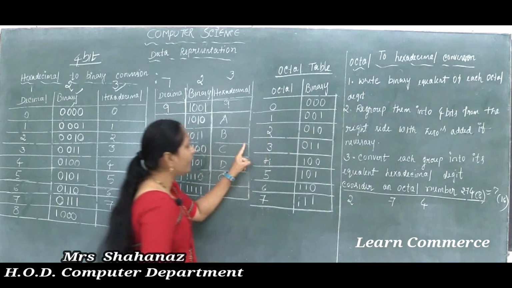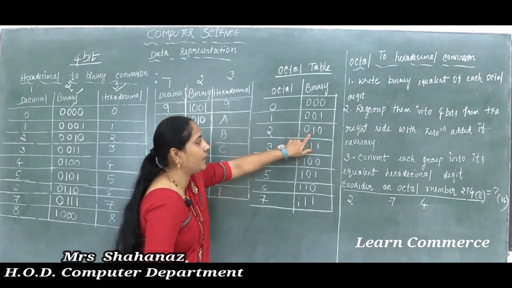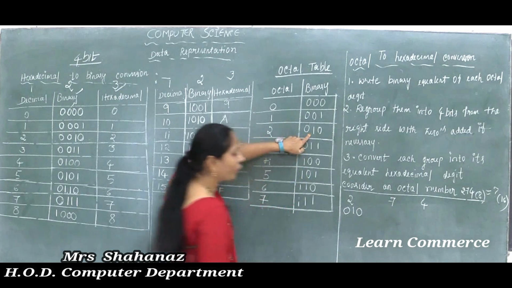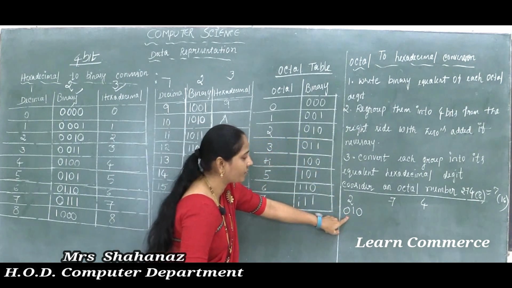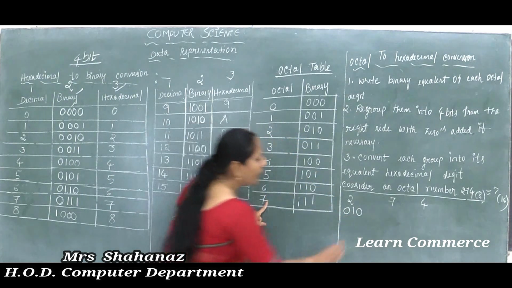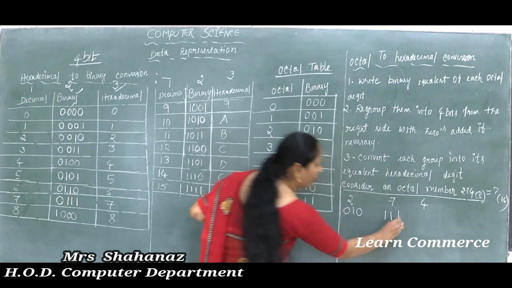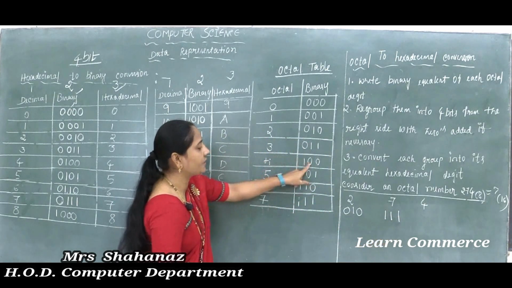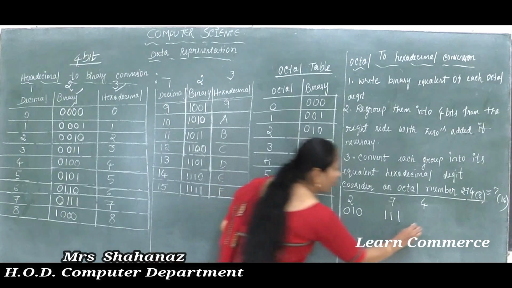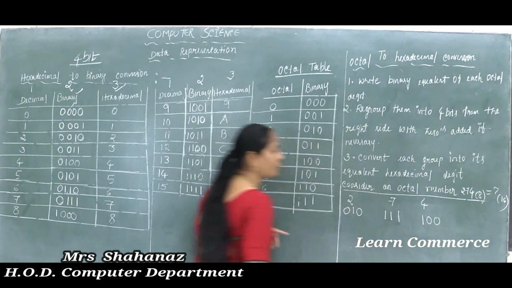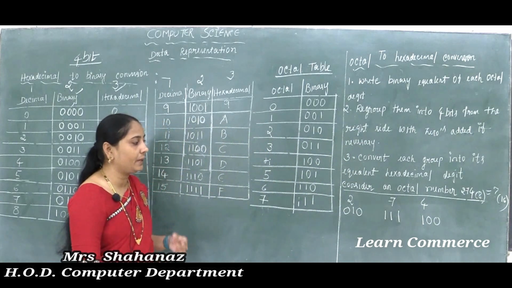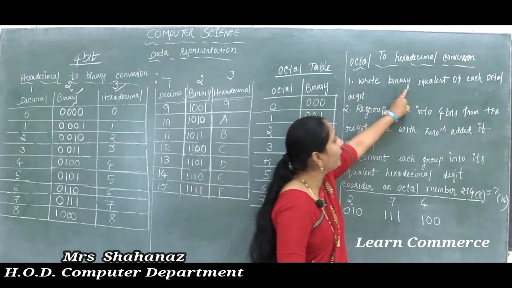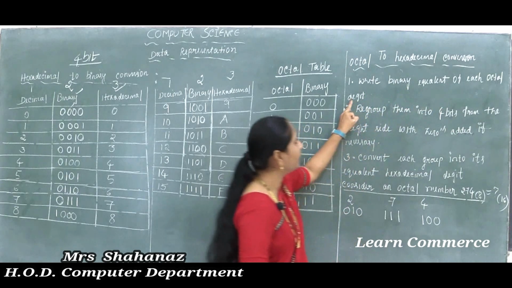Now the number 2, that means 010. The number 7 is 111. And the number 4 is equal to 100. So now I am going to write all those values. Now I have completed the first step: write the binary equivalent of each octal digit here.